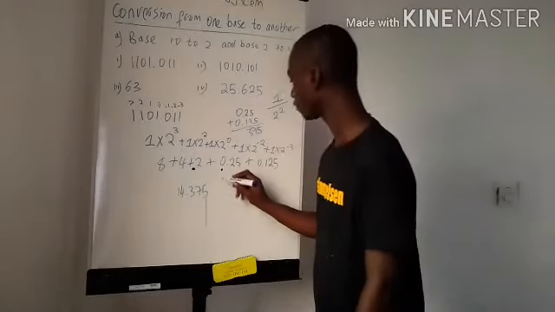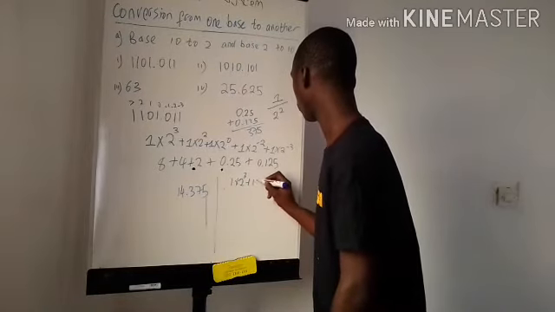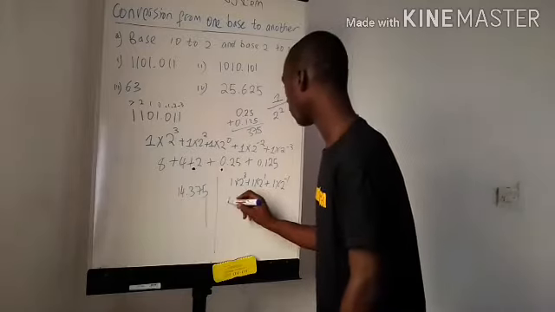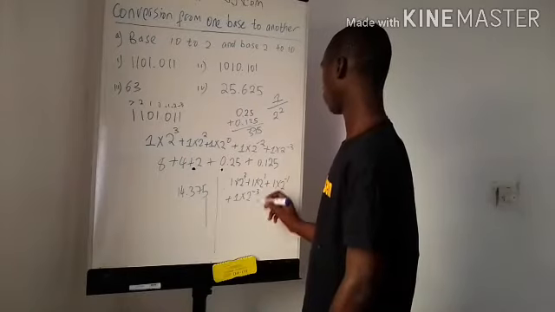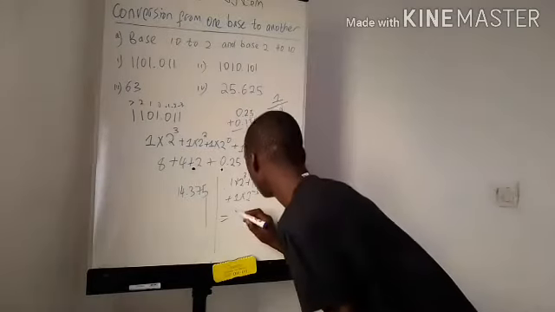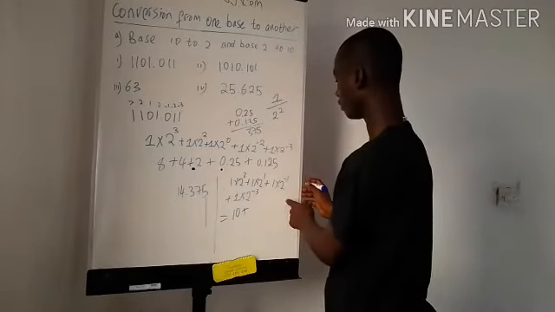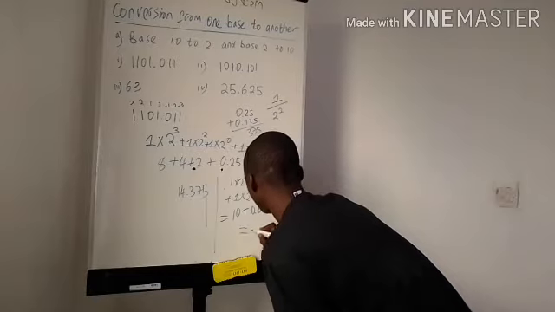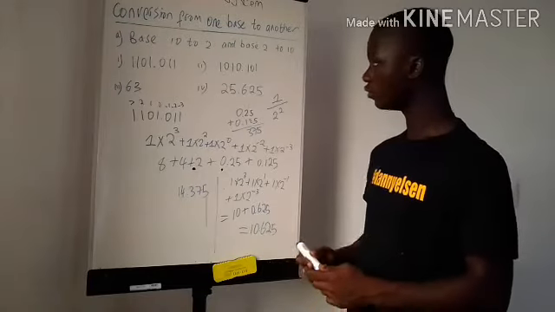Taking the next example, I'll try to go fast. We are going to have 1 times 2 to the power 3, plus 1 times 2 to the power 1, plus 1 times 2 to the power negative 1, plus 1 times 2 to the power negative 3, which equals 8 plus 2, we have 10, plus the fractional part, we have 0.5 plus 0.125, which gives us 0.625, and this gives a total of 10.625. So this is how you convert from base 2 to base 10.